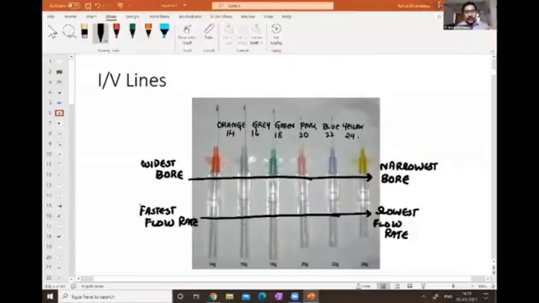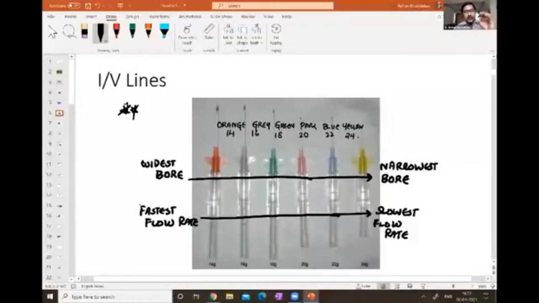All of you should be able to identify IV lines. Very, very, very important. So you should know that 14 gauge is orange, gray is 16, green is 18, pink is 20, blue is 22, yellow is 24. This might sound boring, but this is a very, very important question. Every year, this is asked, har saal pucha jata hai. Now, 14 gauge is the widest bore, whereas yellow or 24 is the narrowest bore.